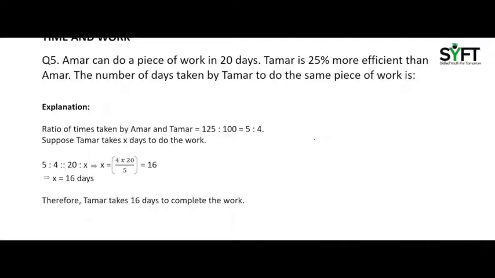So for ratio of times, we have to reverse the proportion. The ratio of times taken by Amar and Tamar is 125 is to 100, which is nothing but 5 into 4 after dividing by 25. So 5 is to 4. Suppose Tamar takes x days to do the work. So 5 is to 4 is 20 is to x. That is x is equal to 4 into 20 by 5. We can cancel 5, it will come 4, and 4 into 4 equal to 16. So x equal to 16. So Tamar takes 16 days to finish the work. Okay. Next.